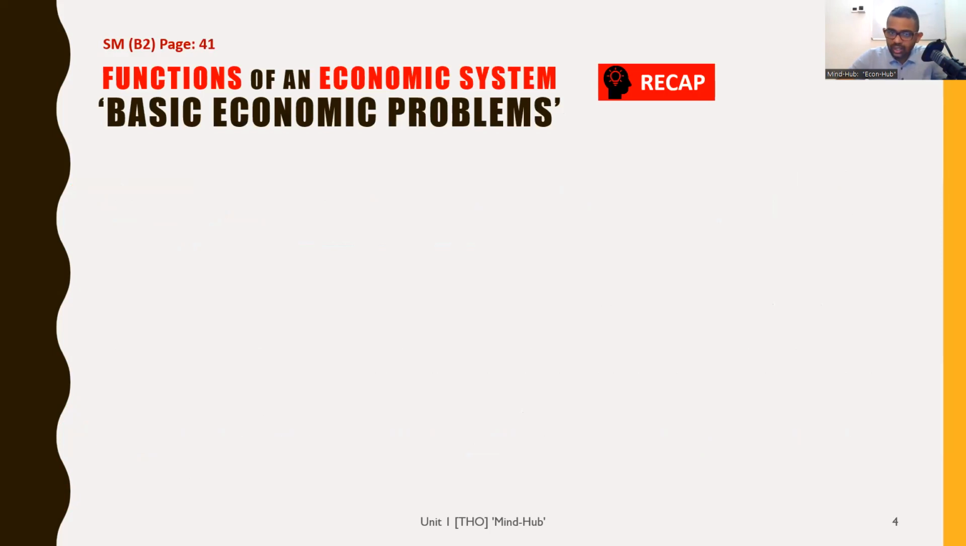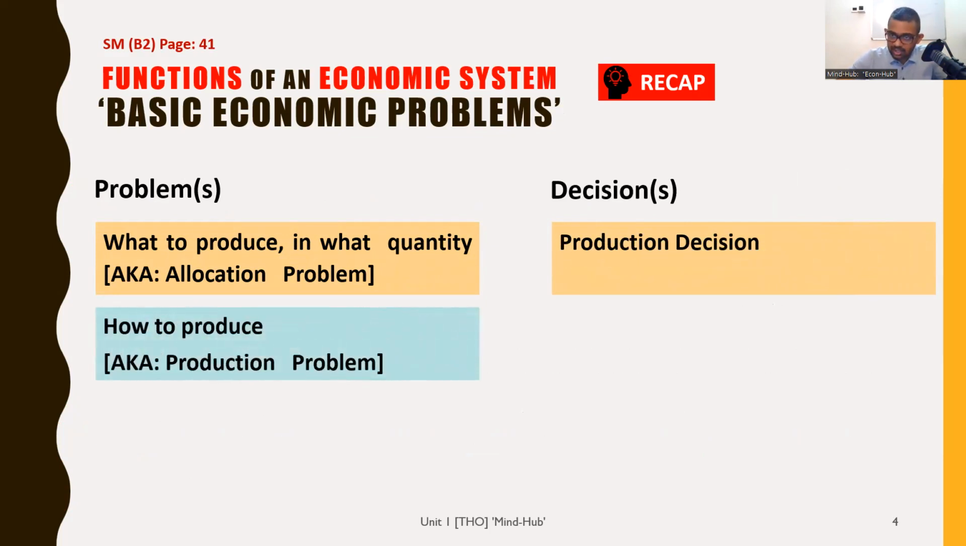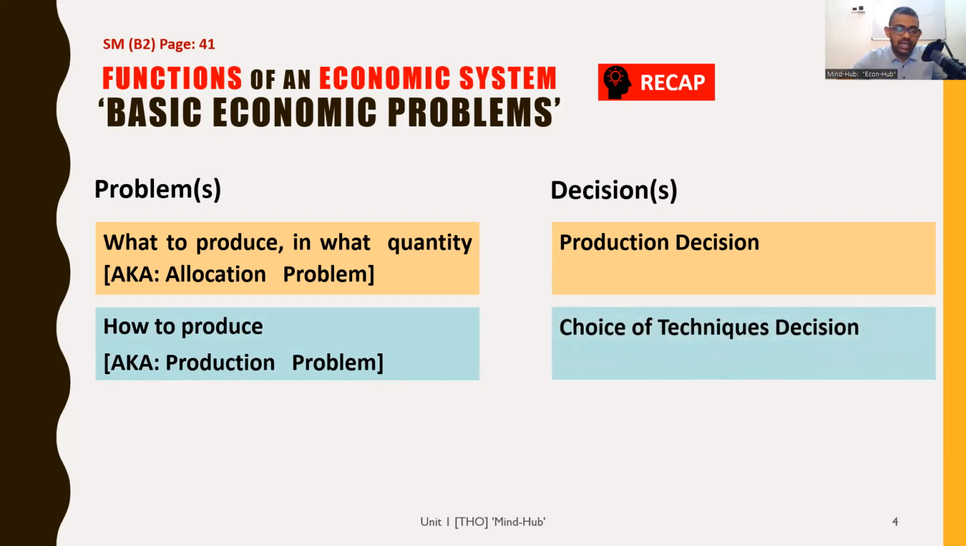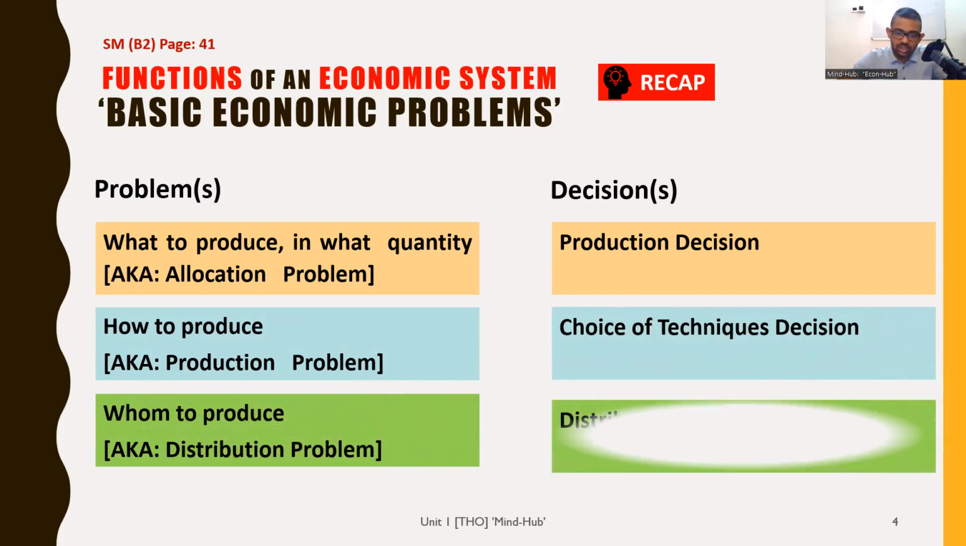Then all economic systems are trying to solve three basic economic problems by making three decisions. So the three basic economic problems are what to produce in what quantity, which is an allocation problem. Problems can only be solved by making decisions. So to solve this problem, we make a production decision, yes. And then how to produce is a production problem. To solve this problem, we make a choice of techniques decision. And we have the problem of whom to produce, which is a distribution problem. To solve this, we have to make a distribution decision.